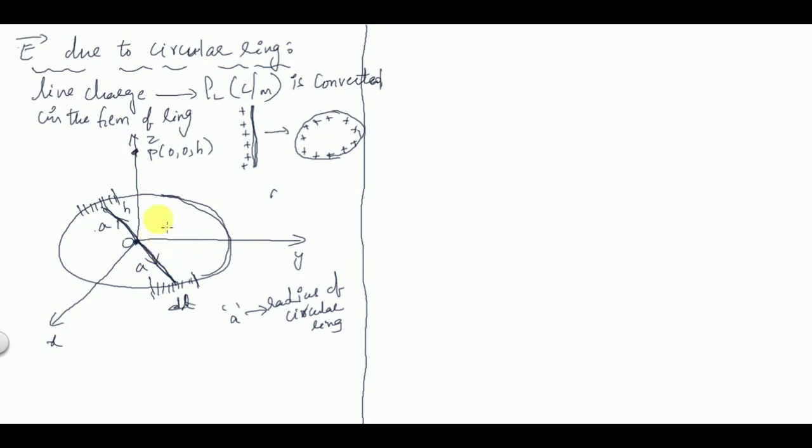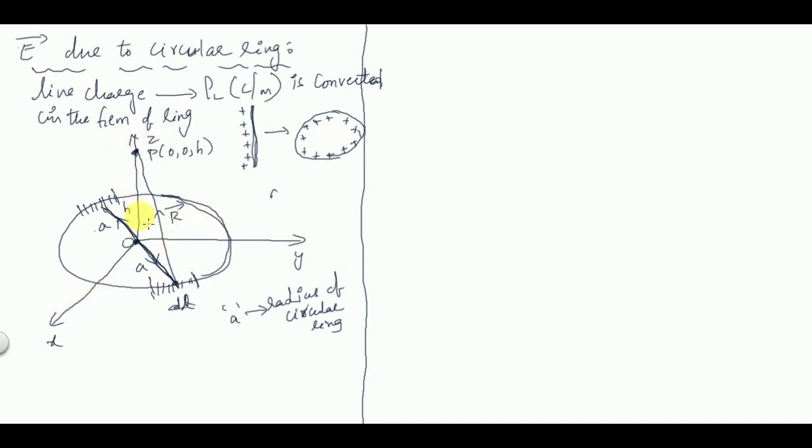So this is H, and I am drawing a straight line which joins this differential length to the point of interest P. I am assuming that distance as R bar. Try to understand, it is a very simple concept. The line charge is first converted into a circular ring. So I have taken a circular ring and drawn the coordinate axes.